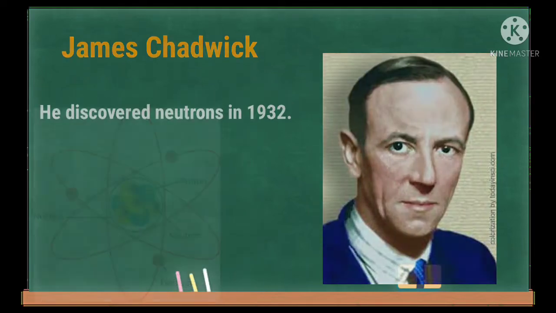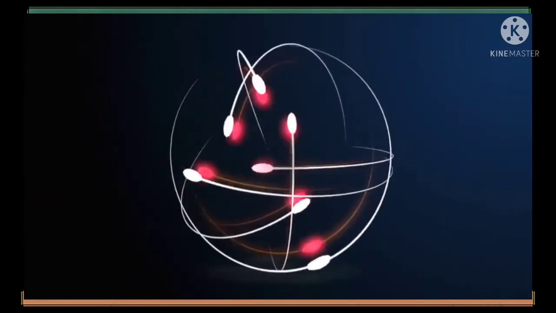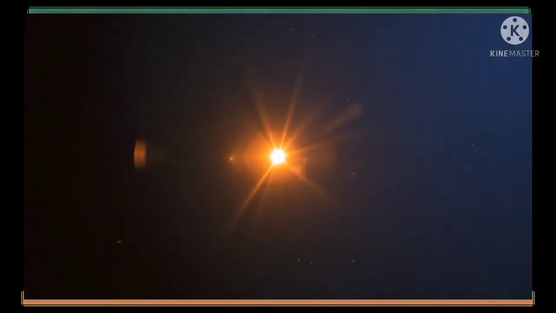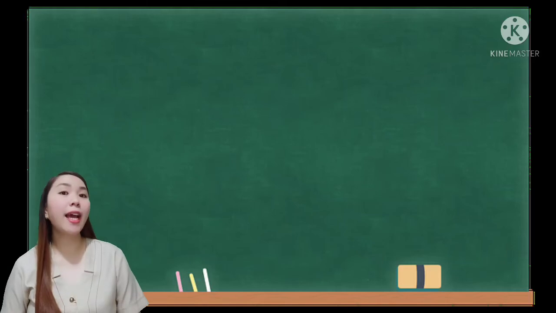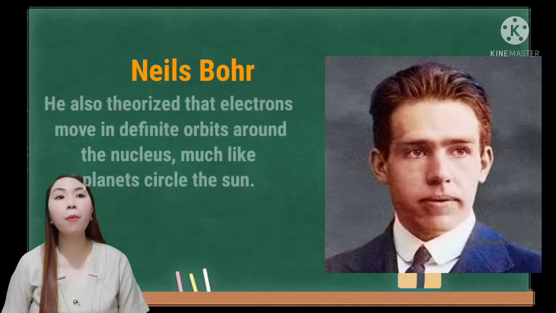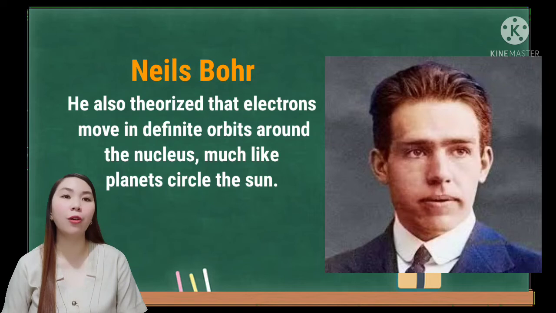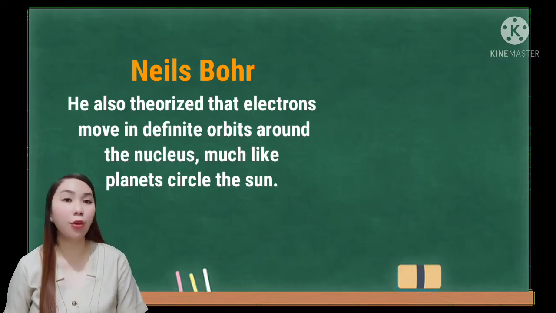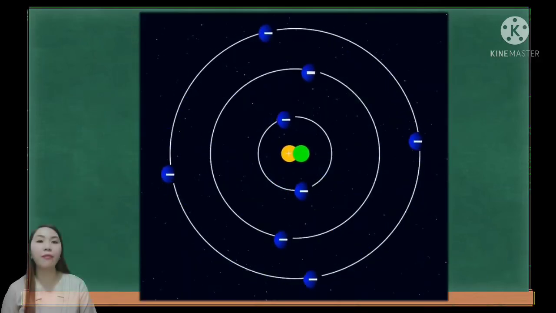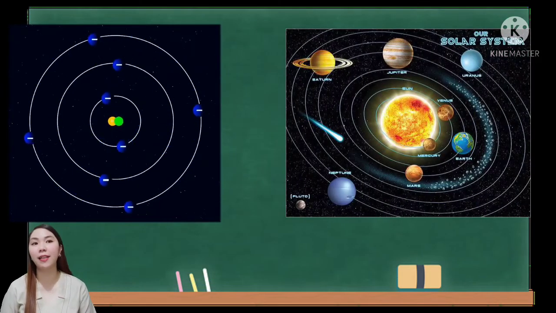In Rutherford's model, electrons move around the nucleus in random orbits. He compared them to planets orbiting a star. In 1913, the Danish scientist Niels Bohr proposed an improvement. He built on the concept that the mass of an atom is contained mostly in the nucleus. He also theorized that electrons move in definite orbits around the nucleus, much like planets circle the sun.